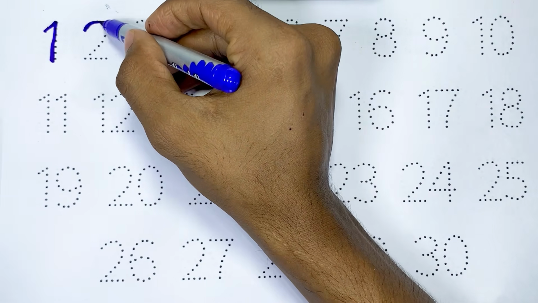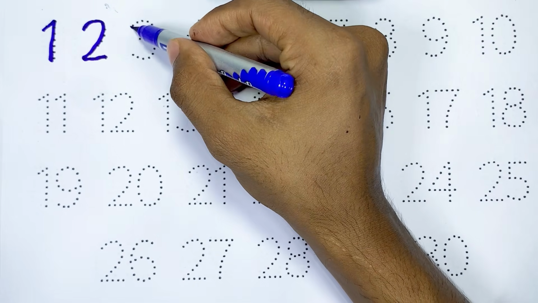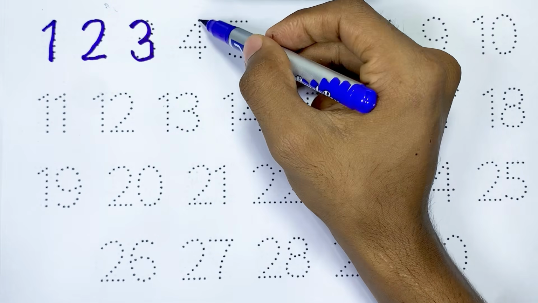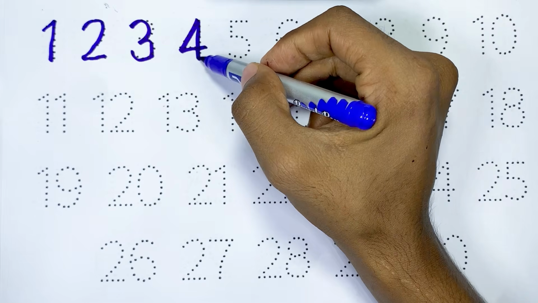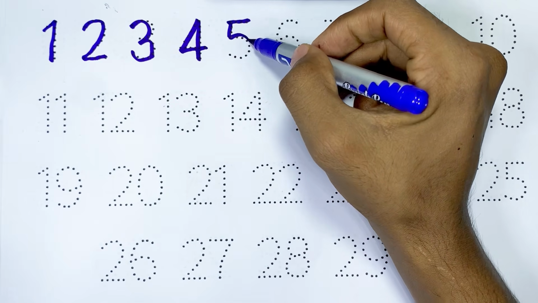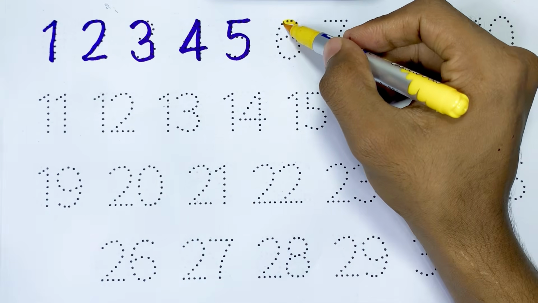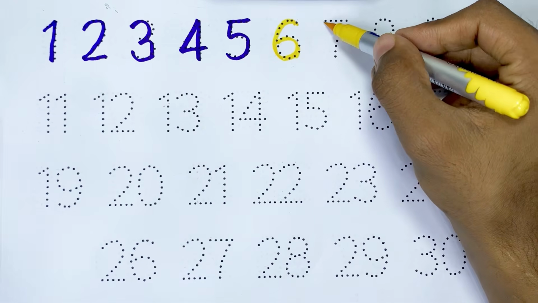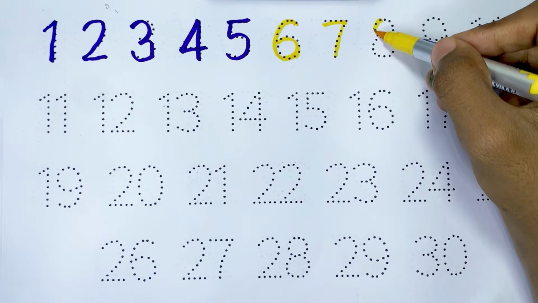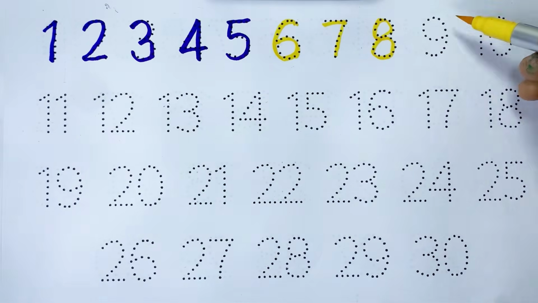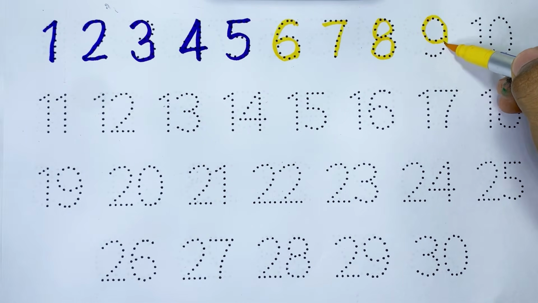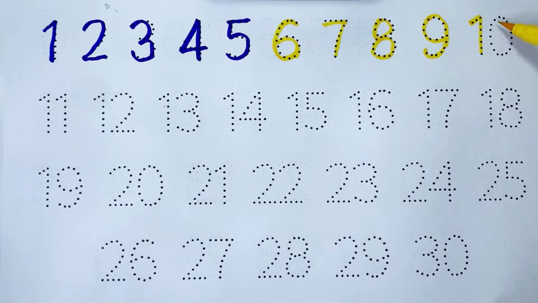1, 2, 3, 4, 5. Kids now draw 6. 6, 7, 8, 9, 10. Kids now draw 11.